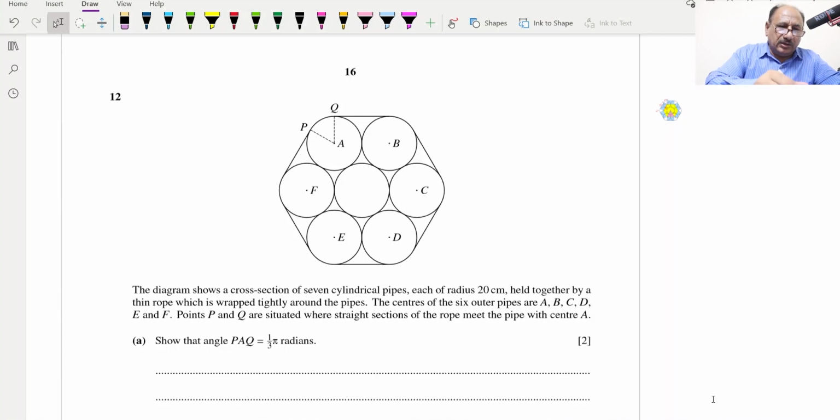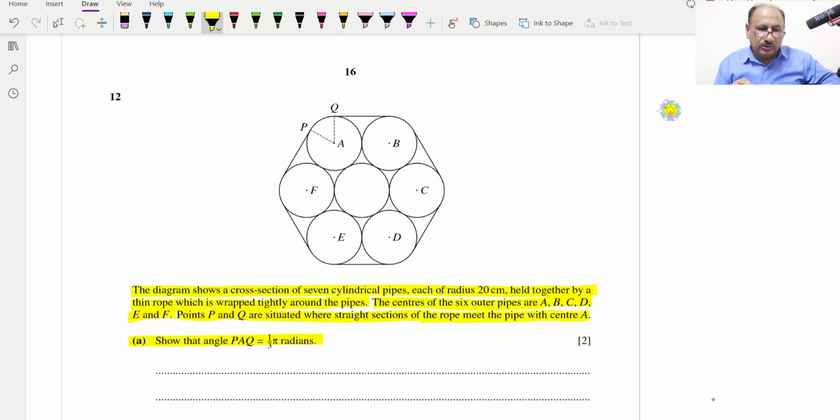Now question number 12. A diagram is provided for that one. The diagram shows a cross section of 7 cylindrical pipes, each of radius 20 centimeter, held together by a thin rope which is wrapped tightly around the pipes. The centers of the 6 outer pipes are A, B, C, D, E, F. Points P and Q are situated where straight sections of the rope meet the pipe with center A. Show that angle PAQ is equal to pi by 3.